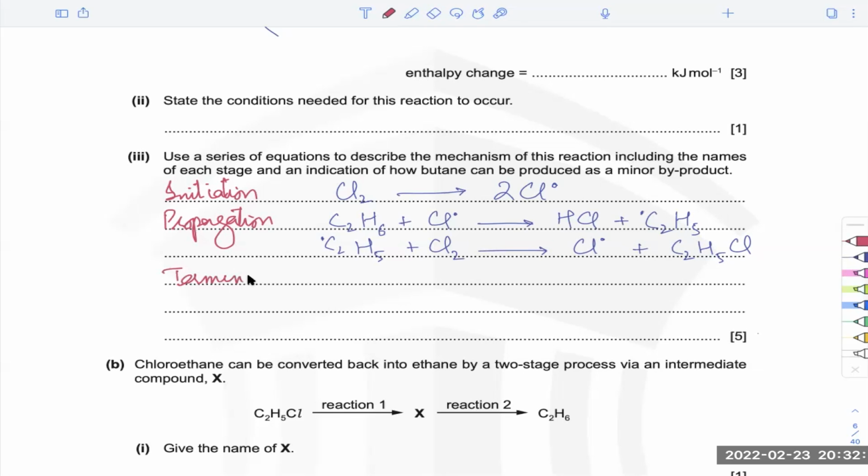And then my termination. The termination step would be two radicals joining together. I could have a C2H5 radical joining with chlorine radical making C2H5Cl. I could have C2H5 radical again, sorry, joining with itself to make C4H10. All right, Cl2 is not really important, so you can just skip that one.